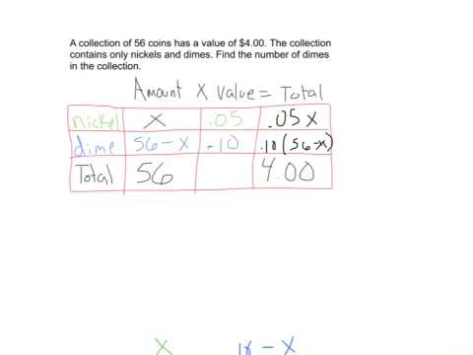Now these rows here, these represent our total value from the nickels. We know we have x, each one's worth 5 cents. 5 cents times x gives us our total. Same thing with our dimes here. We know each one's worth 10 cents, times that by our amount, we get our total. Now we know our overall total is $4.